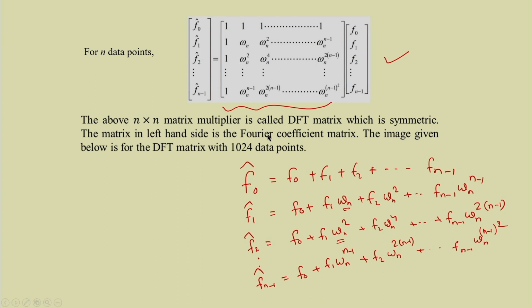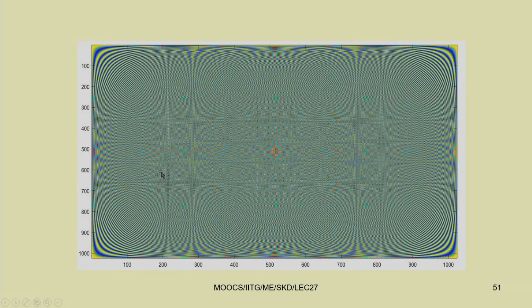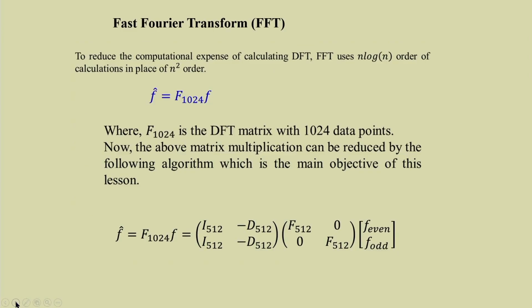Depending on the data size, you can write it in the form 2 to the power n. For 10, for example, you can have 2 to the power 10. So, to reduce the computational expense of calculating the DFT, FFT uses only the order of n log n calculations.